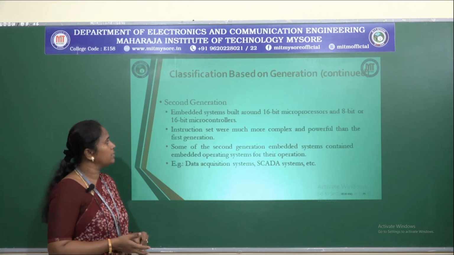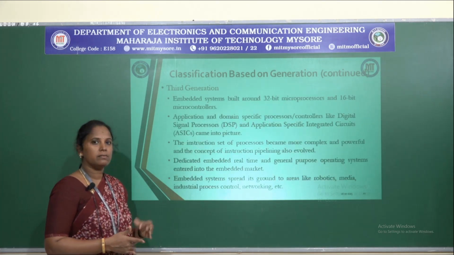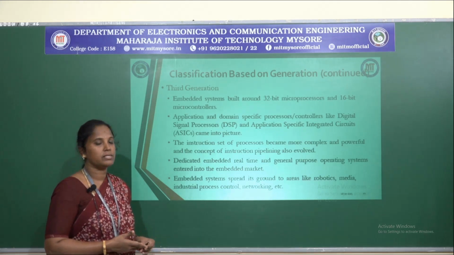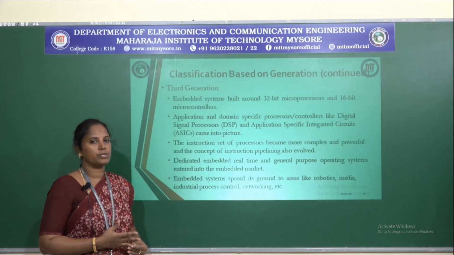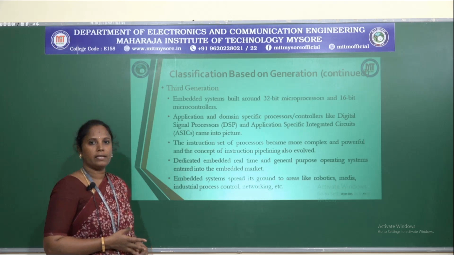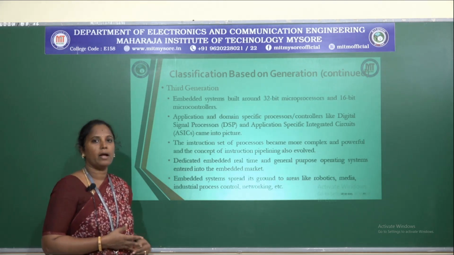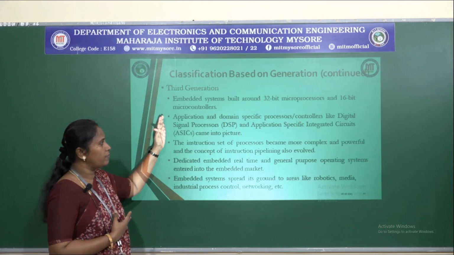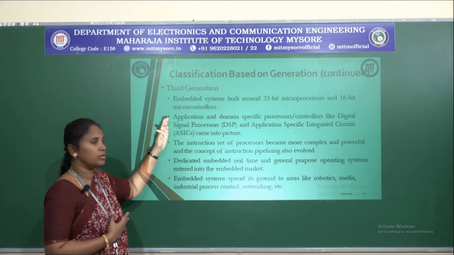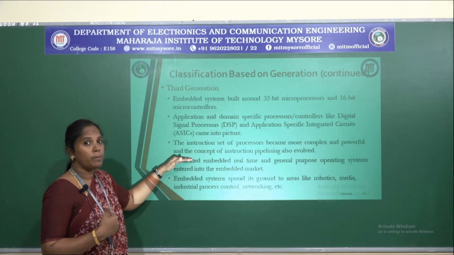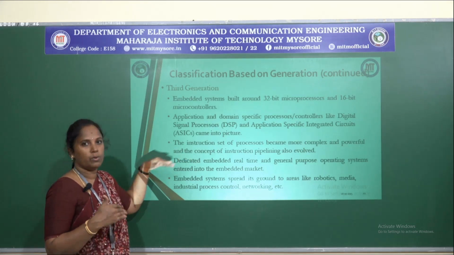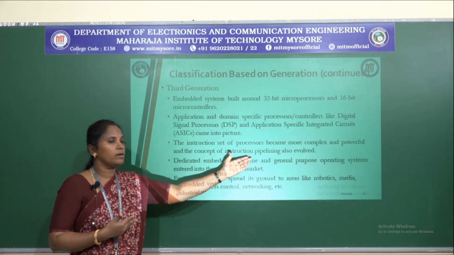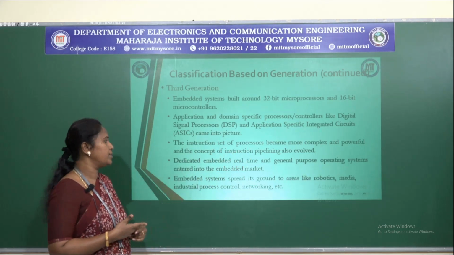Next, coming to the third generation. In the third generation, again the bit size was increased further with 32-bit and 16-bit microcontrollers, and more advanced processors were developed in this generation, like the DSP, that is digital signal processor, and application specific integrated circuits. These were the more advanced processors which came into existence in the third generation. And next, the complexity of handling the instructions was also more in the third generation, and the pipelining of the instructions also came into existence in the third generation.